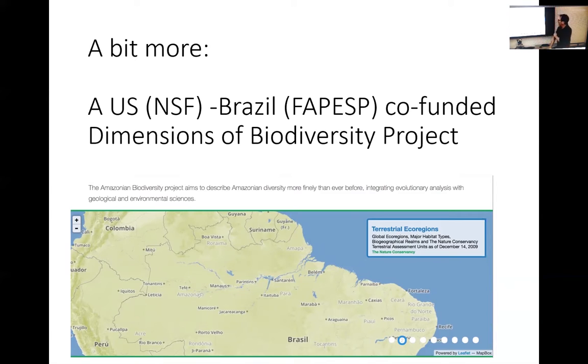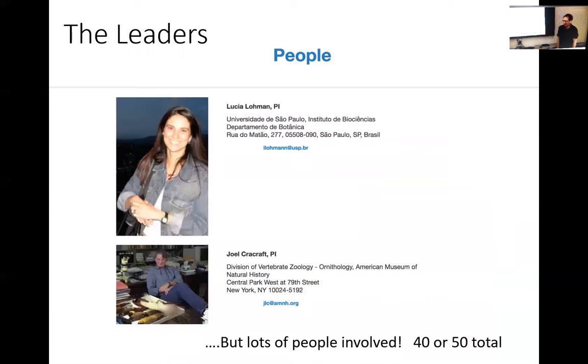So the leaders of the project were Lucia Lohmann, who is a botanist at the University of Sao Paulo. I know many of you know her. She's a great leader, well respected, well known, and has worked in tropical botany and evolution and ecology questions for a very long time. Our lead PI on the US side is Joel Cracraft, who is a bird biologist at the American Museum of Natural History. He's also someone who spent a lot of time working in the Amazon and surrounding areas, and he's really interested in evolutionary questions around area science and the Amazonian biota and how it's evolved.